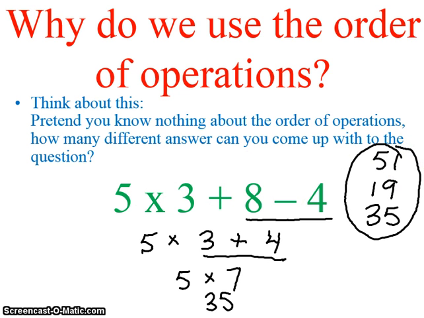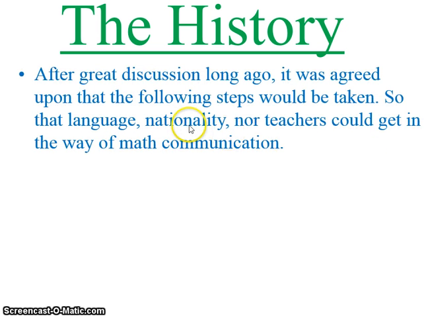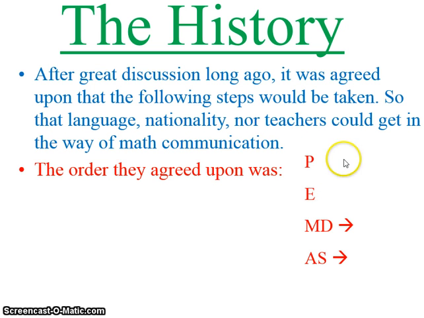Well, if there were no order of operations, look at all the different answers that you could get. One expression could be any value, and if you notice, this expression is only 4 terms long. So the reason they came up with it was, after great discussion long ago, it was agreed upon that the following steps would be taken so that language, nationality, nor teachers could get in the way of math communication. In other words, any one expression would only equal one answer. And the order they agreed upon was, as we've talked about, grouping symbols, exponents, multiplication, division from left to right, and addition, subtraction from left to right.